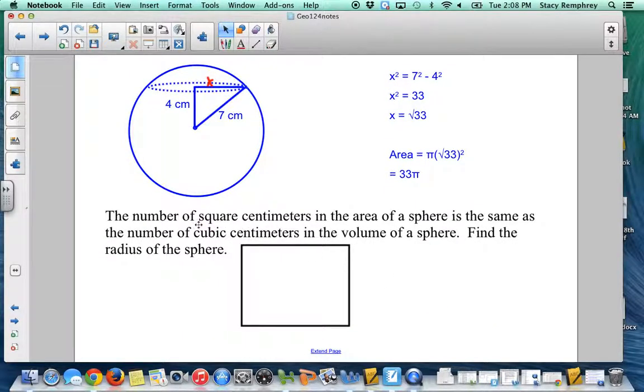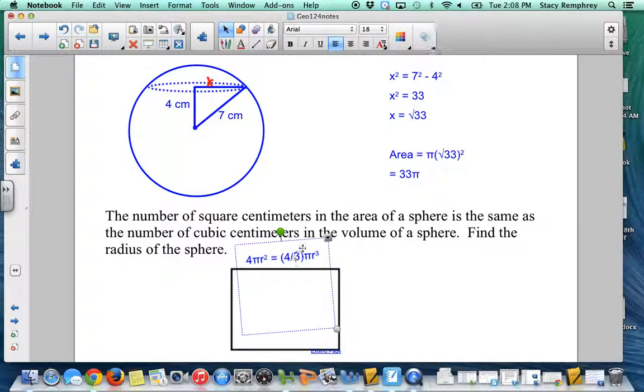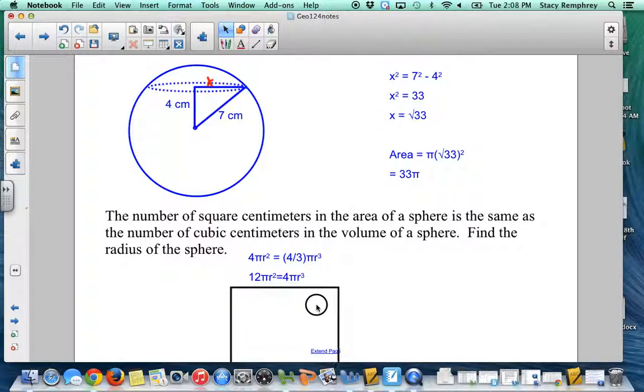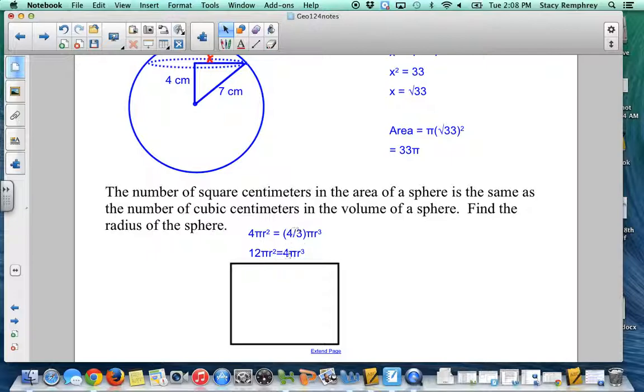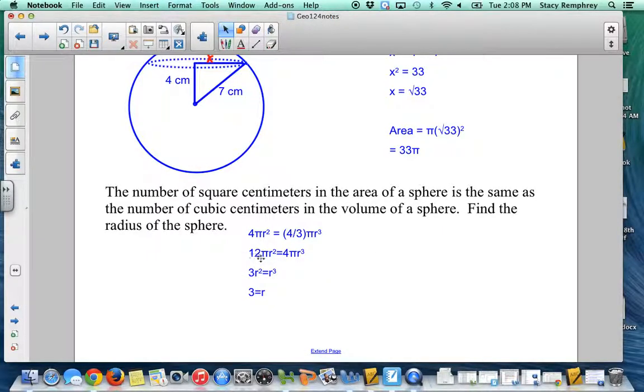Okay, in the next one, the number of square centimeters in the area of a sphere is the same as the number of cubic centimeters in the volume. So the first thing I did, sorry that's crooked, I'll try and fix that for you, is I set the two equal to each other. Then I multiplied both sides by 3, so I didn't have that fraction. Then I divided both sides by 4 and pi, and that's how I got to here. And then I divided both sides by r squared, so I got a radius of 3 for the sphere. And you can check that. If you plug that in for the area and you plug that in for the volume, you're going to see you get the same thing.